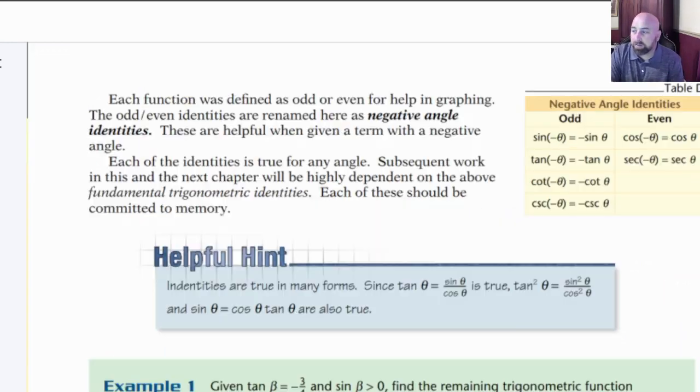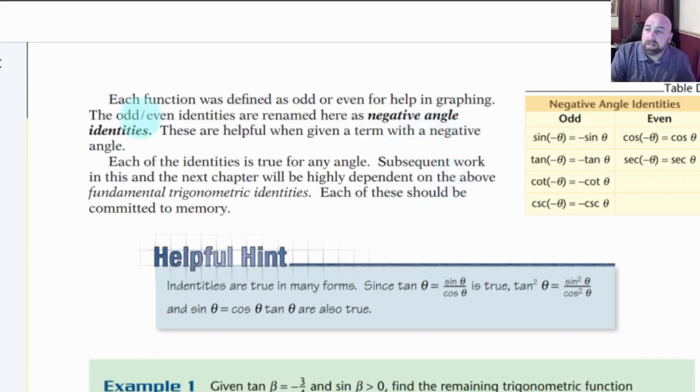All right, turn the page over to page 105. Each function was defined as even or odd, and that's been in previous chapters. And so what we find here is we have some odd functions. Sine is odd, tangent is odd, cotangent is odd, cosecant is odd. Then we have some even functions. Cosine is even and secant is even. A little change here in table D. We're going to call it now the negative angle identities. So when you hear negative angle identities, what is that? That's the even and odd function identities.